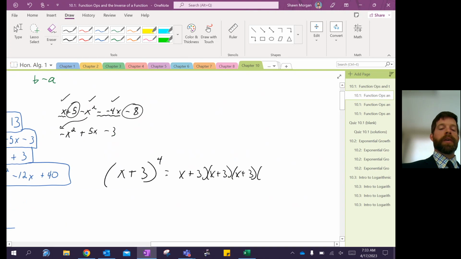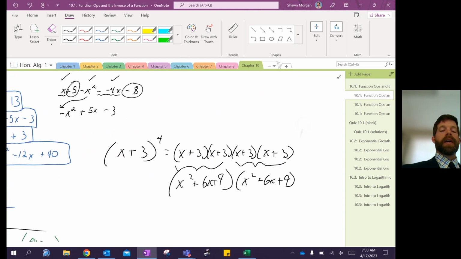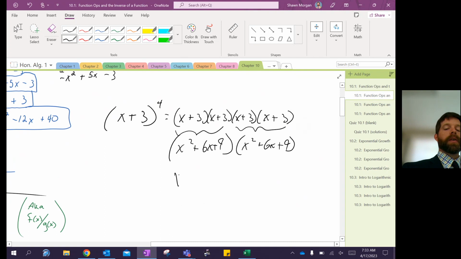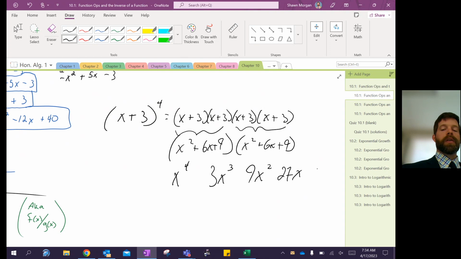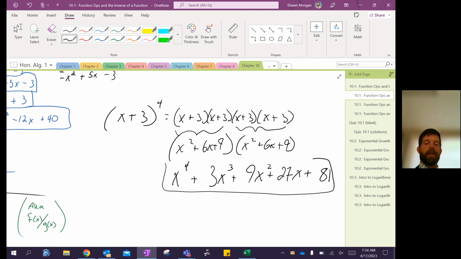This is called binomial expansion, by the way. You'll learn it in algebra 2, x plus 3. And then maybe you FOIL these two guys and you FOIL these two guys. x squared plus 6x plus 9. Right? And then you wind up getting, let me see if I can do this in my head here, x to the 4th, x cubed, x squared, x, 3, 9, 27, 81. You get something like this.